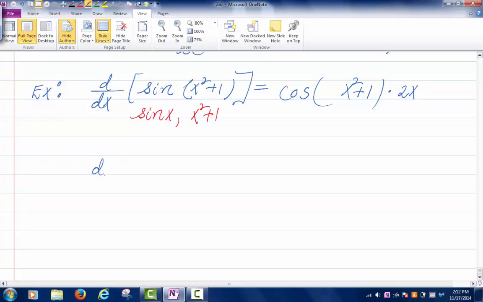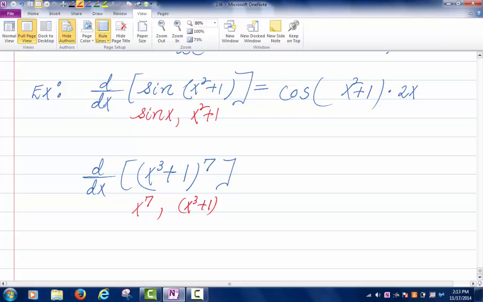Let's look at another example. Let's say I take the derivative with respect to x of, let's say, x cubed plus 1 to the power 7. Okay, so in this case, what are the outside and inside functions? What's the outside function here? Anyone? X to the 7th is the outside, and x cubed plus 1, that's the inside. Notice that if you look at the outside function x to the 7 and replace x by the inside, you get exactly the function that I have, right? Is everybody okay? So if you put in this inside function for x here, you get our function x cubed plus 1 to the 7.